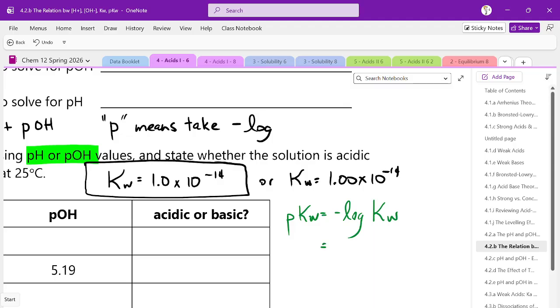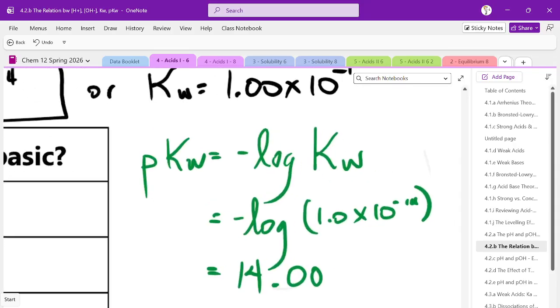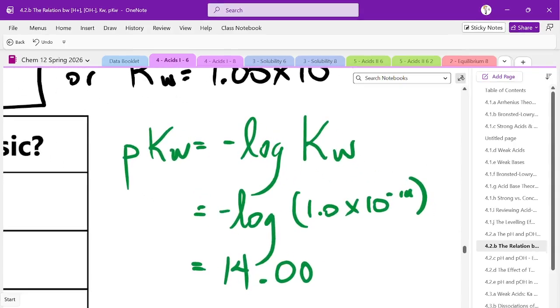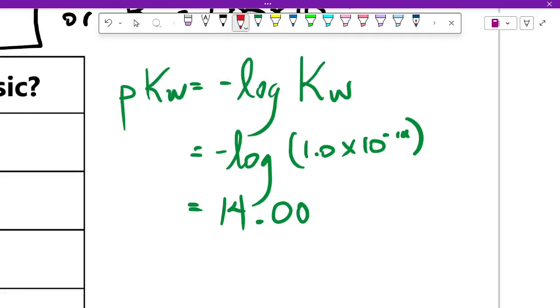And so that is equal to then the negative log of what value do we put in there? 1.0 times 10 to the negative 14. And that gives us 14.00. How many sig figs in 1.0 times 10 to the negative 14? 2 sig figs. How many sig figs in 14.00? Also 2 sig figs.